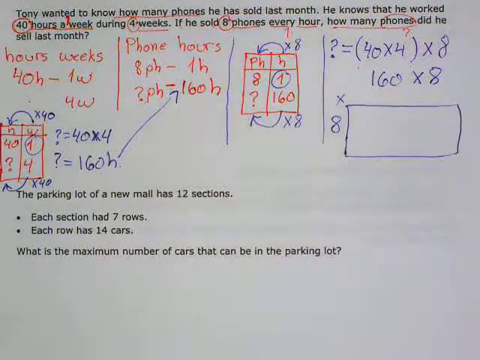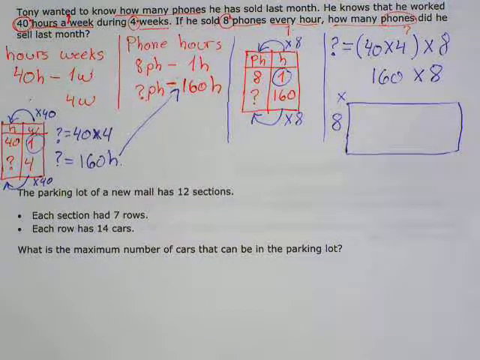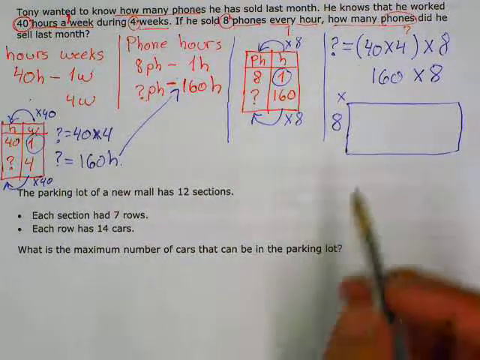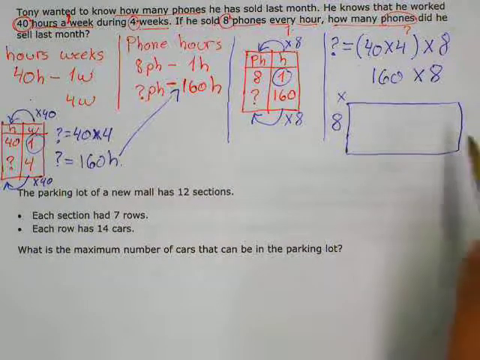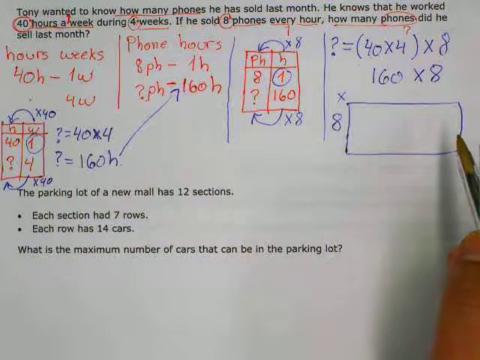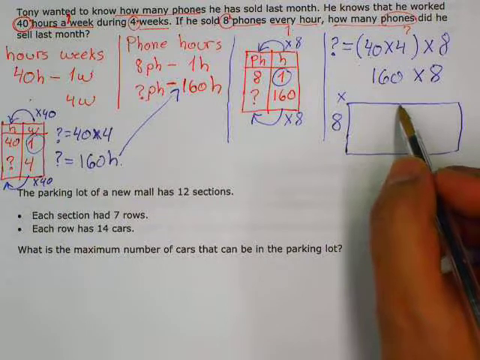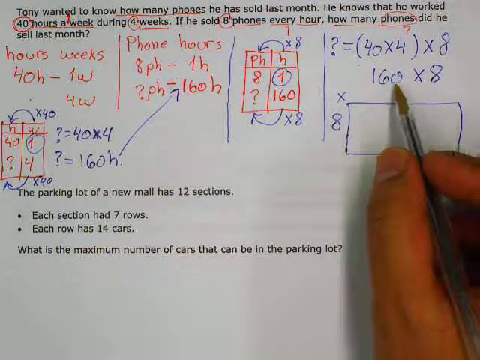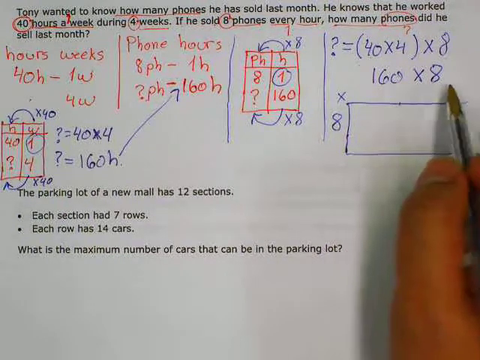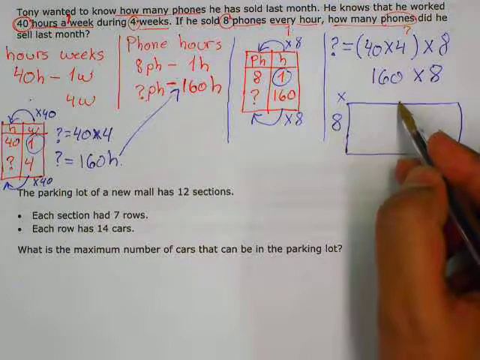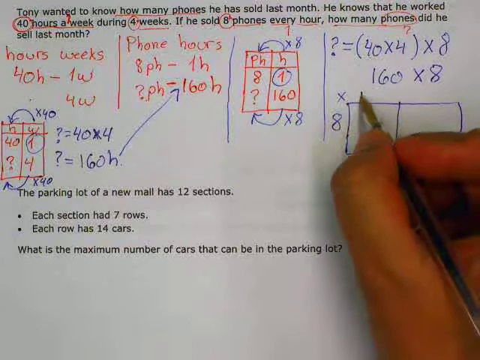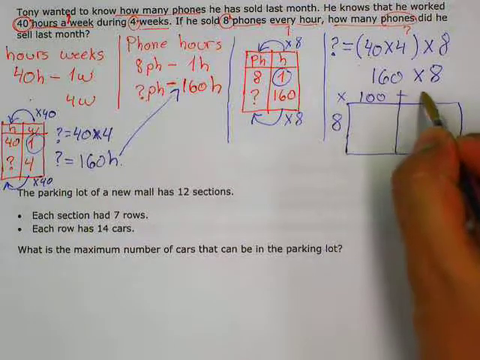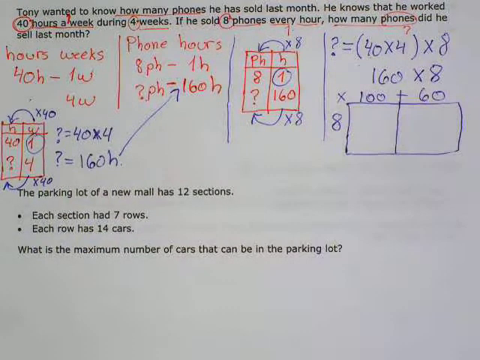Let's just solve the answer. 160 is 100 plus 60. I don't need the 0 in the ones because any number times 0 is always 0. So I'm just going to say 100 plus 60 times 8.